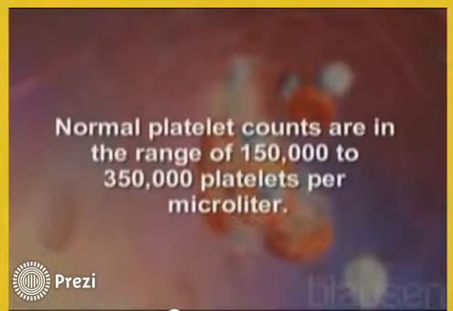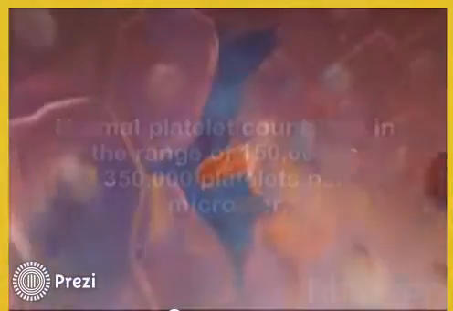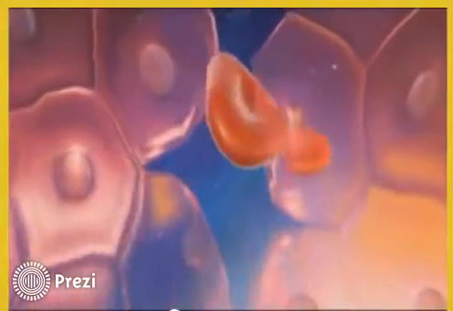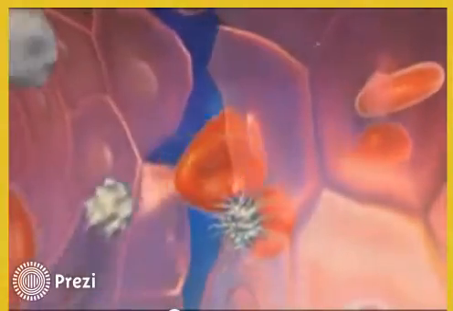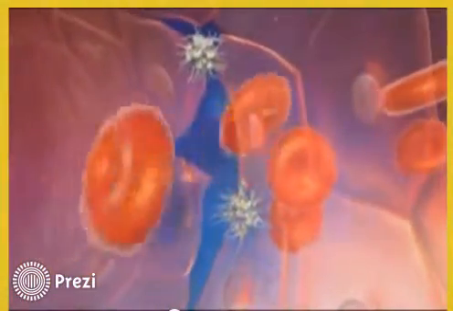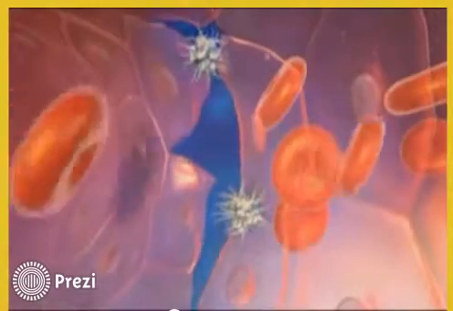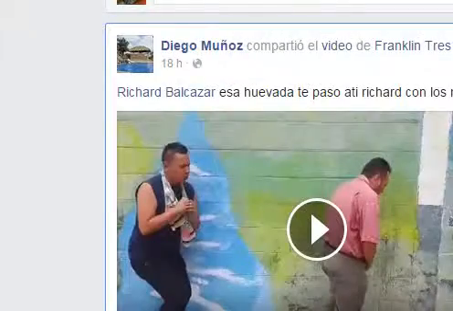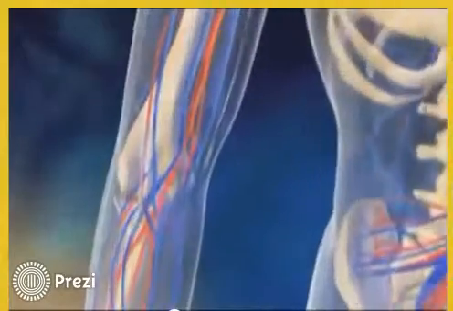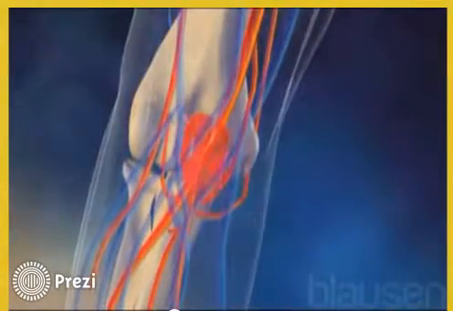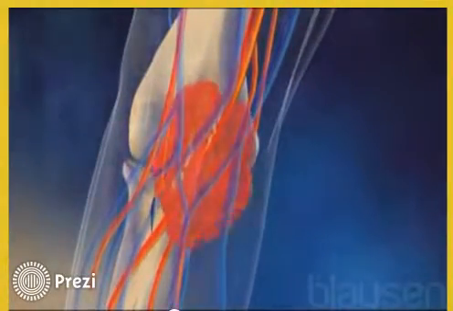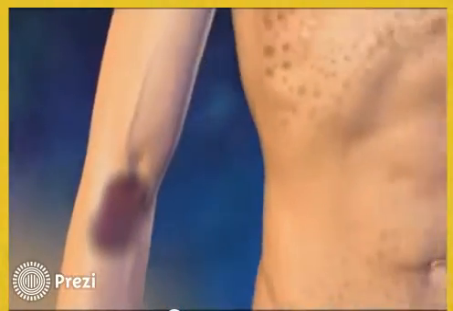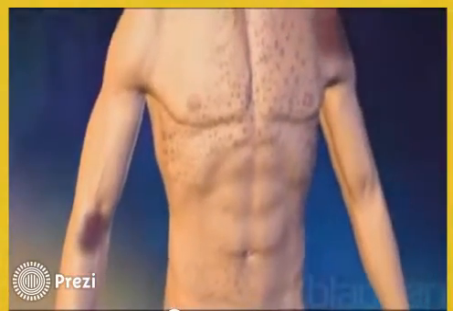Normal platelet counts are in the range of 150,000 to 350,000 platelets per microliter. Thrombocytopenia is a disorder in which there are not enough platelets. When the platelet count is decreased, the body is unable to form blood clots and therefore is unable to control bleeding. Bruising and bleeding can occur from relatively little trauma. When the platelet count gets below 10,000 platelets per microliter, bleeding can develop without trauma.